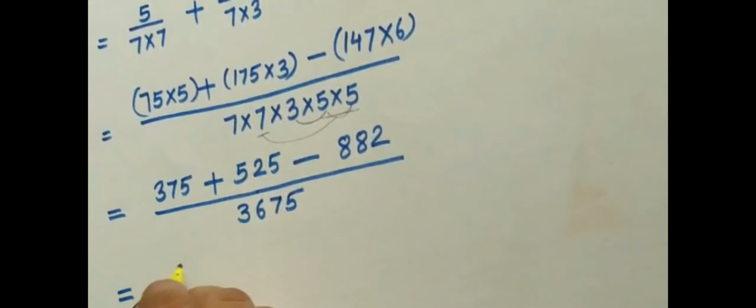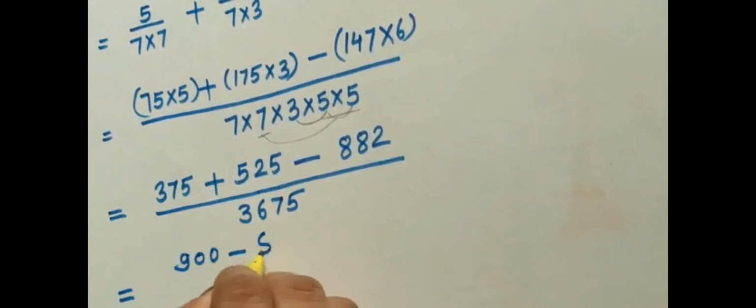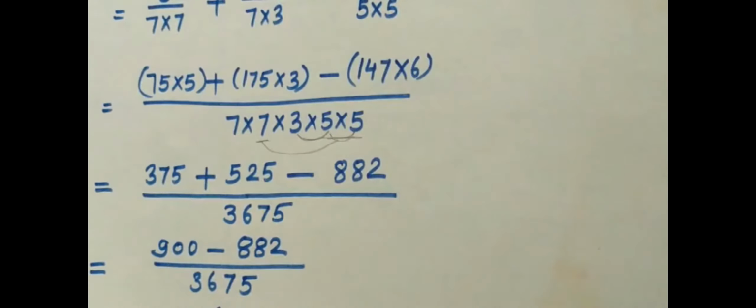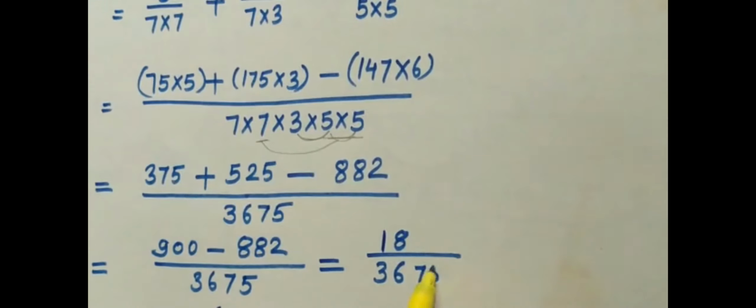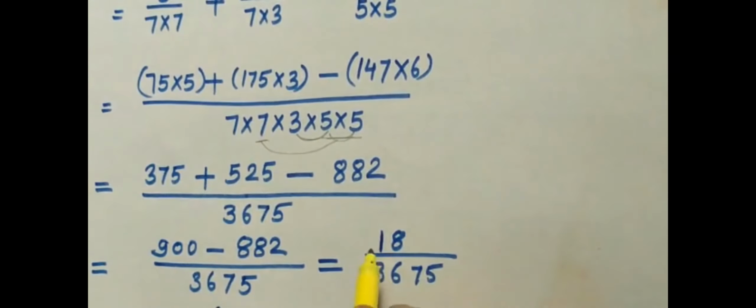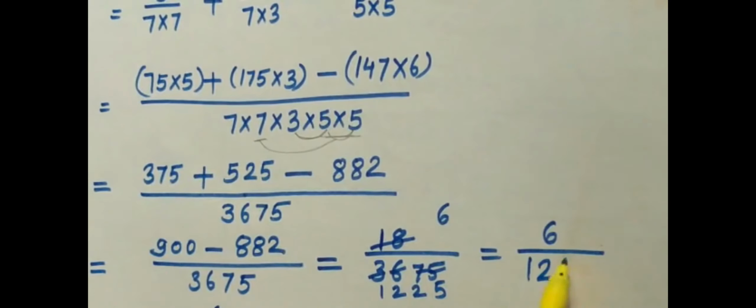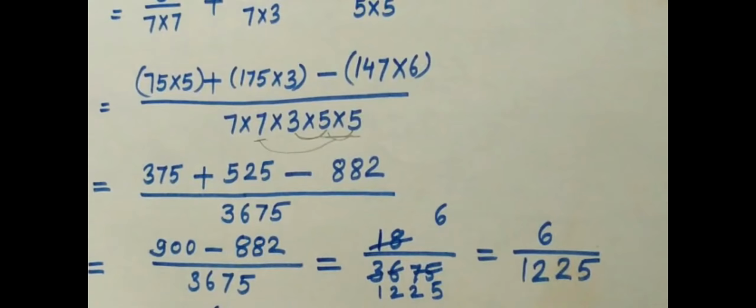Now we will solve the terms with the plus sign first. So 375 plus 525 is 900, minus 882, with 3675 in the denominator. Now 900 minus 882, that is 18. 18 by 3675. We can cut this by 3. 3 sixes are 18, and 3 times 1225 is 3675. So our final answer for this question is 6 by 1225. I hope now you are able to identify the type of problem.